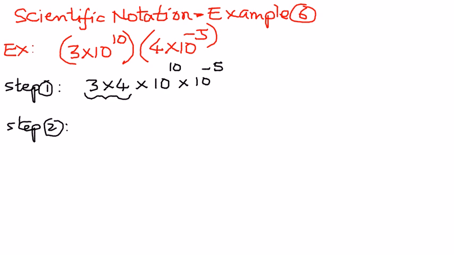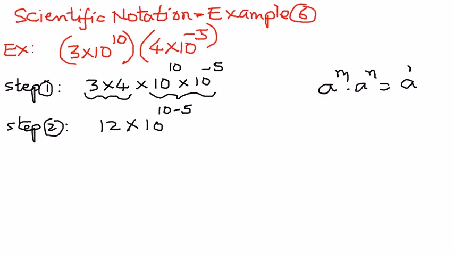3 times 4 is equal to 12 times, because the bases are the same, we write the base once, and then we combine the powers. 10 minus 5. We know this rule, a to the power of m times a to the power of n is equal to a to the power of m plus n. As long as the bases are the same, we can write the base once and then combine the powers. So we can simplify this some more as follows. 12 times 10 to the power of 5.